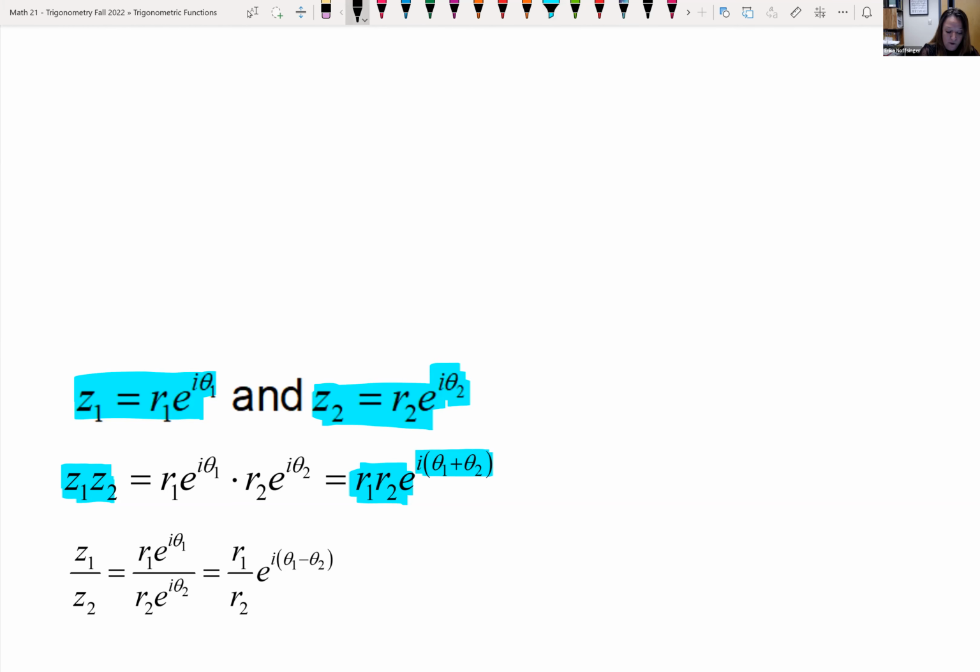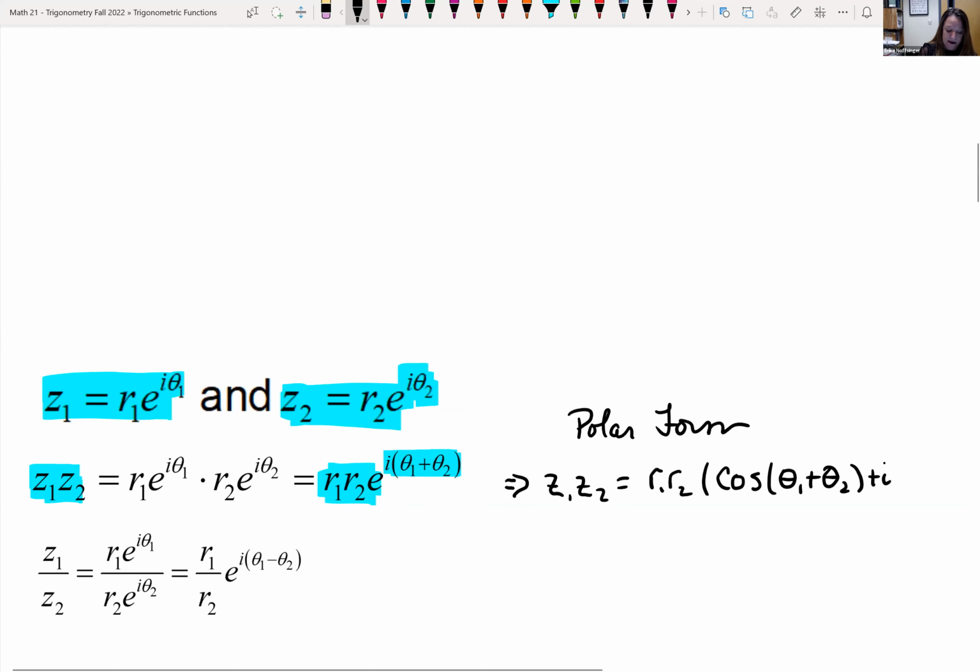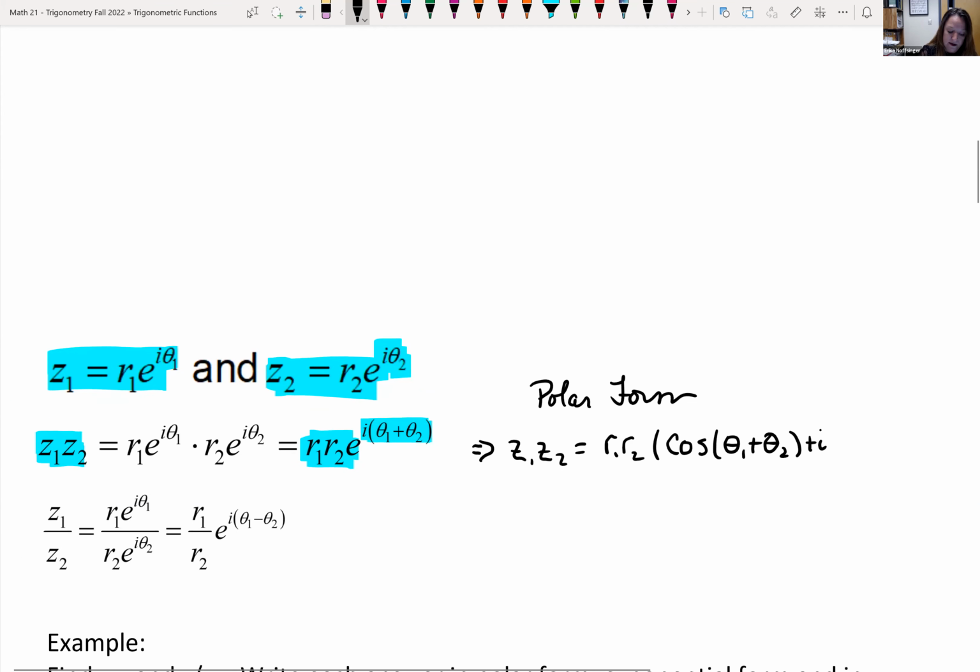In polar form, we saw that z sub 1 times z sub 2 was equal to the product r sub 1 r sub 2 times cosine of the sum of our two angles, theta sub 1 plus theta sub 2, plus i times sine of the sum of our two angles, theta sub 1 plus theta sub 2.